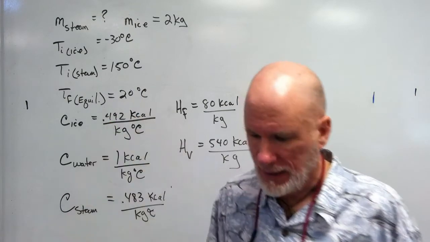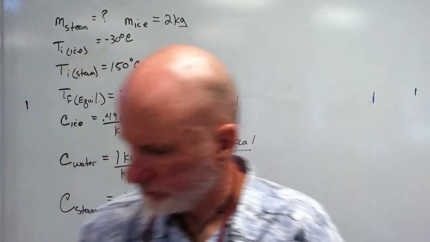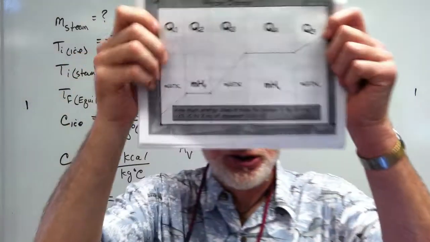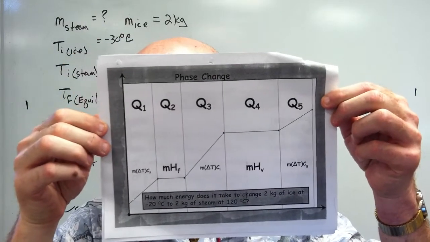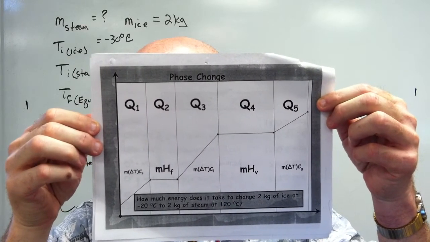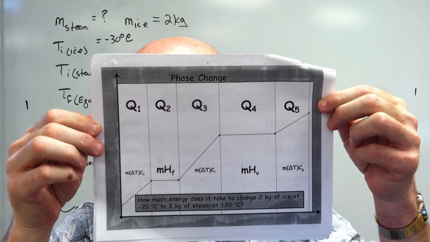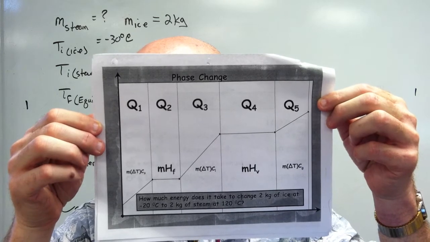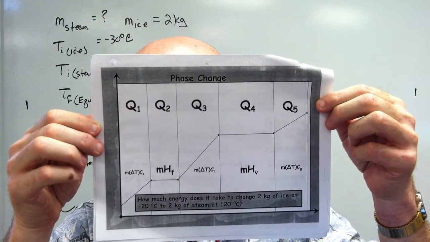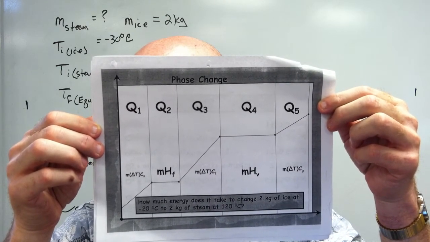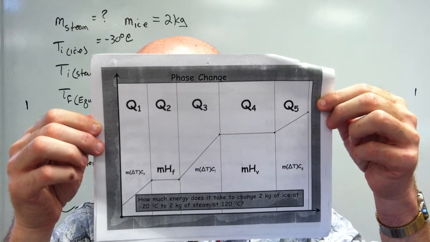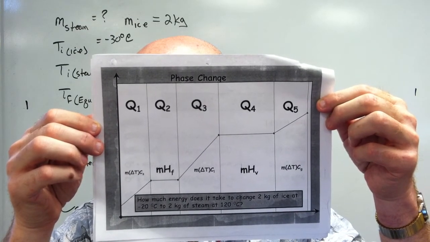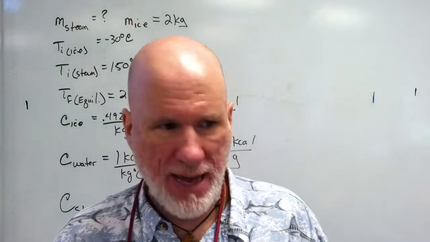Correct? Now, look at this. Do you see that the steam is going to have 3 transitions, Q5, Q4, Q3, correct? And the ice is also going to have 3 transitions, Q1, 2, and 3, correct? You see that? You all right with that?